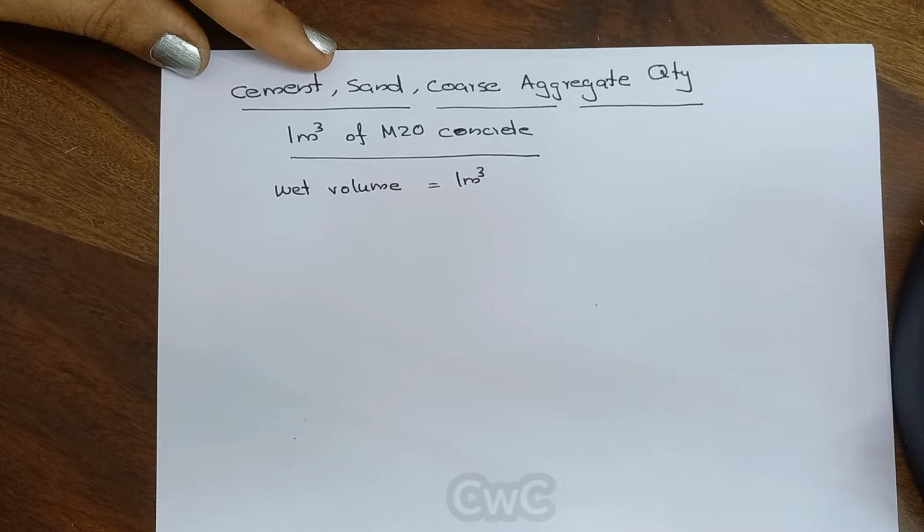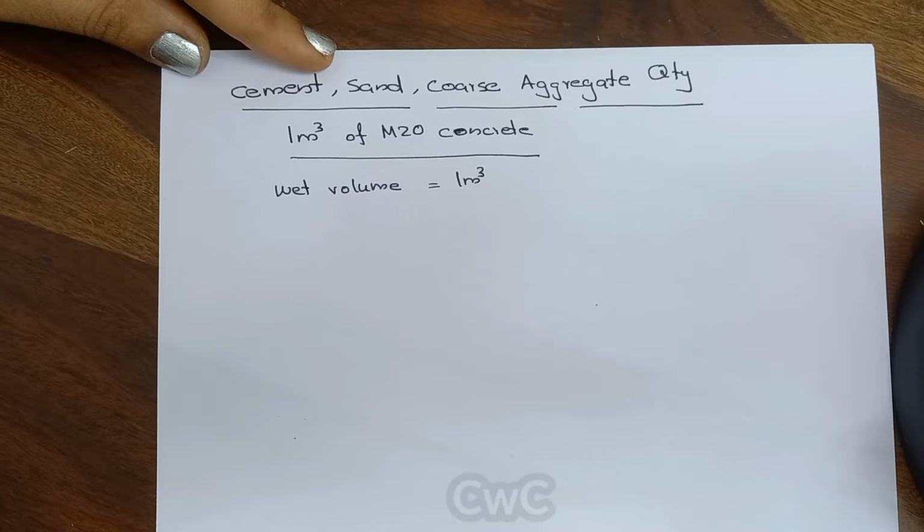Okay, now what is dry volume? Suppose we took all the dry ingredients separately in separate boxes, measured their volumes and added all the volumes together. This cumulative volume is termed as dry volume.